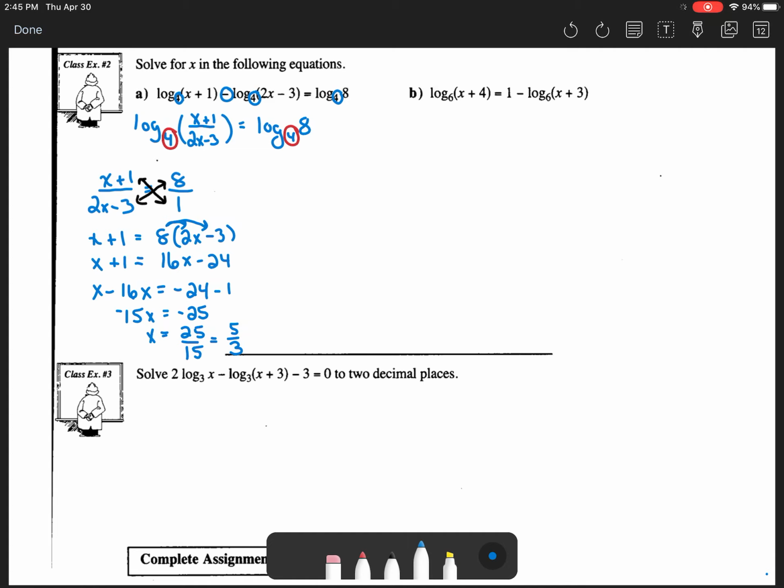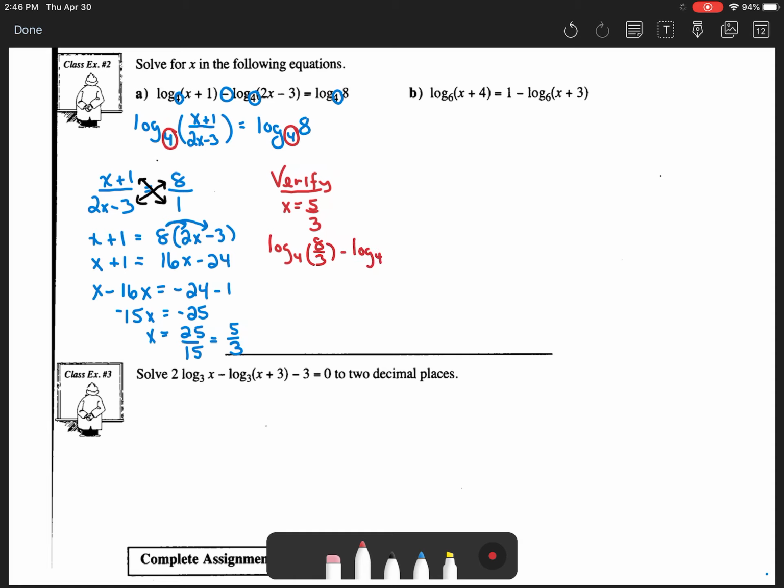The last thing that we basically have to do here is verify. So at this point I would verify that my solution works. And what am I verifying? Well, I'm verifying x equaling 5 over 3. So I have to take that value and substitute it into the equation. So what I will get is the following. I'll get log base 4 of, and then you're going to go 5 over 3 plus 1, which will give you 8 over 3.